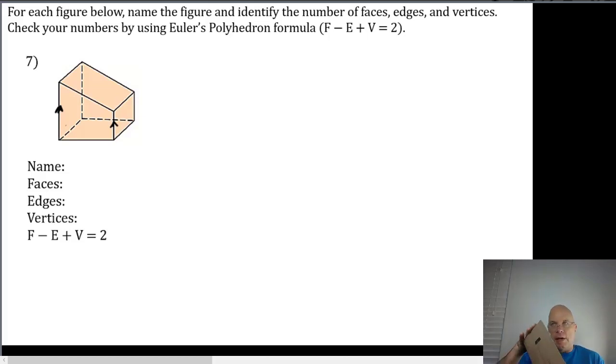And so if you have a three-dimensional solid, a polyhedron with one pair of parallel and congruent bases, one pair of opposite faces that are both parallel and congruent, then you have a prism. If you have only one base, you have a pyramid.